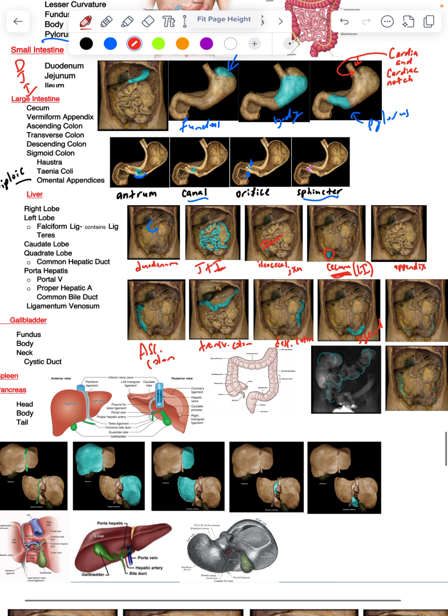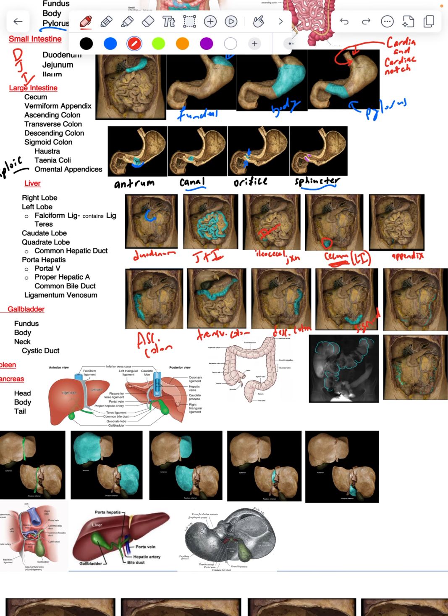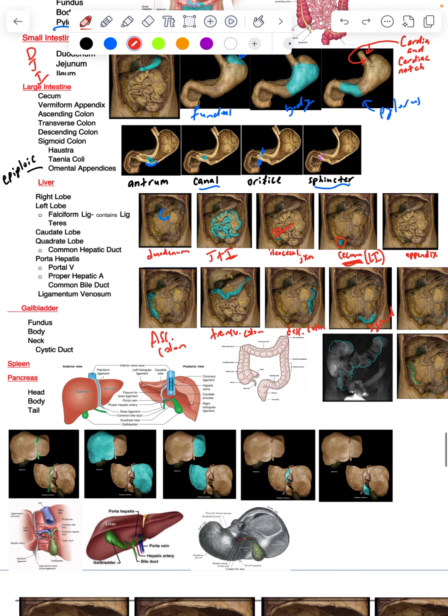Now, we did all of this. So we have 3 parts in your large intestine. These are only in your large intestine, called haustra, tinea coli, and omental appendices. She also used the word epiploic, so she could also say epiploic appendages instead of just omental appendages.